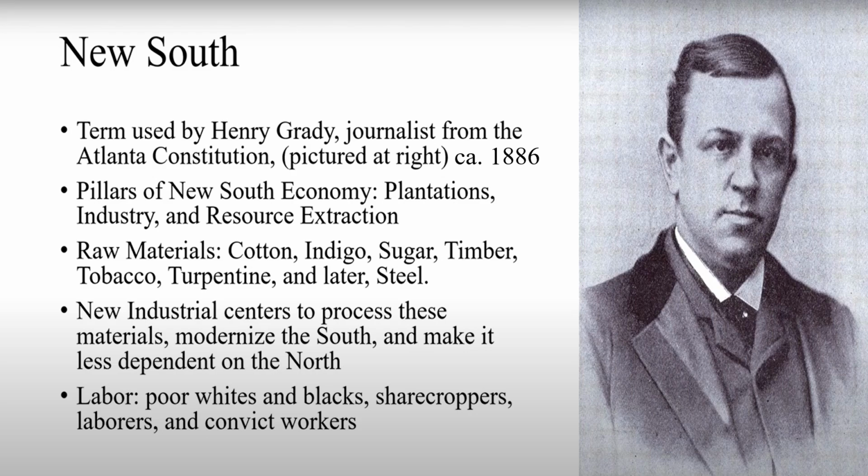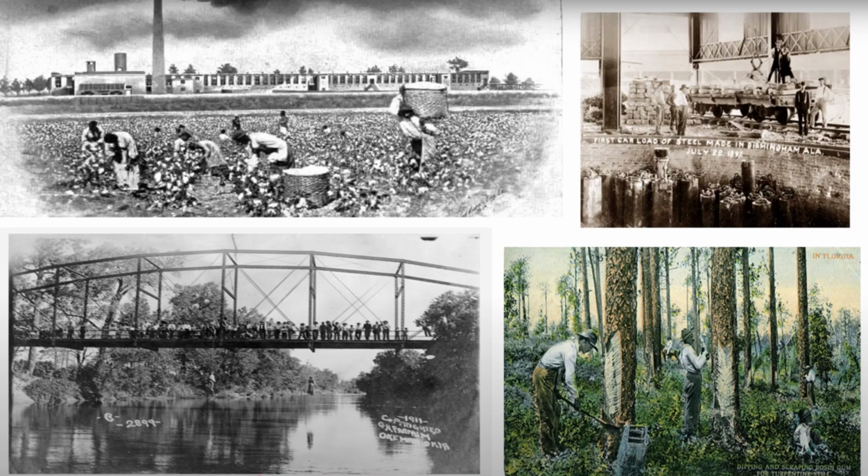And now I'll show some images related to the New South, industrialization and agriculture and resource extraction. And here are some images related to the New South. You have factories and cotton plantations. The South had factories in the antebellum period, but scholars have estimated that for every one factory in the South, there were 10 factories in the North. So again, the North was much, much more industrial than the South. Also, generally, Southern factories were smaller and less efficient than the Northern factories.